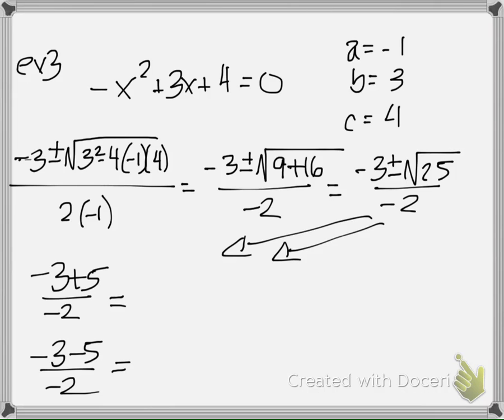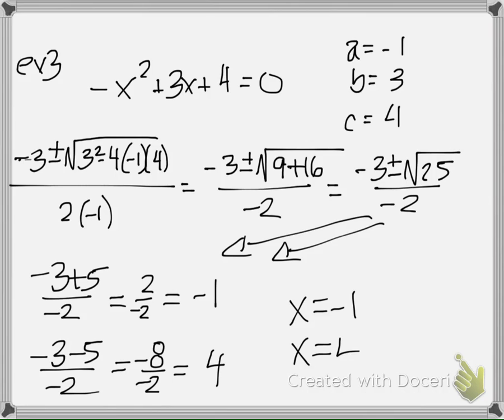So we're moving pretty quickly here. -3 plus 5 is 2 over -2. Well, that gives me -1. And this gives me -8 over -2. Negative divided by negative is a positive, and there's my two answers. X is equal to -1, and x is equal to 4.